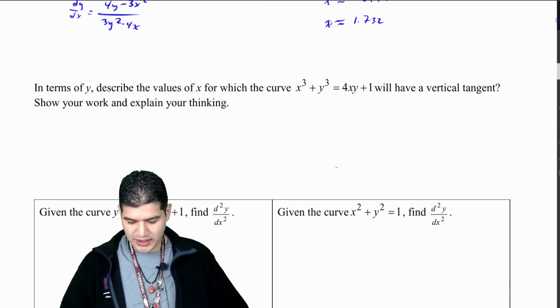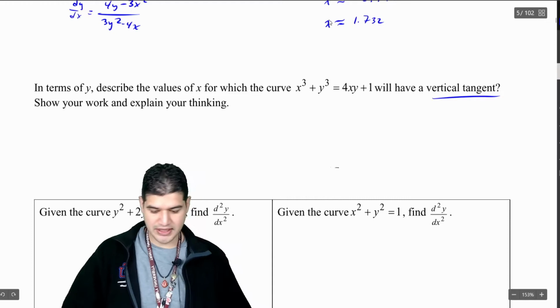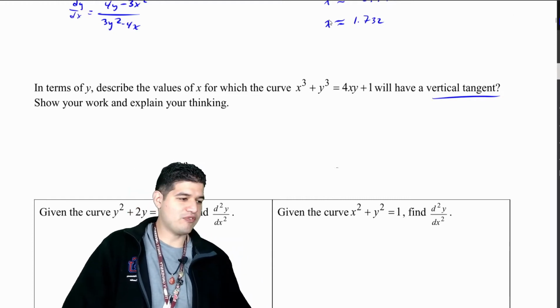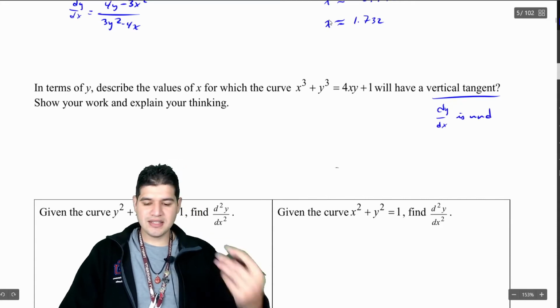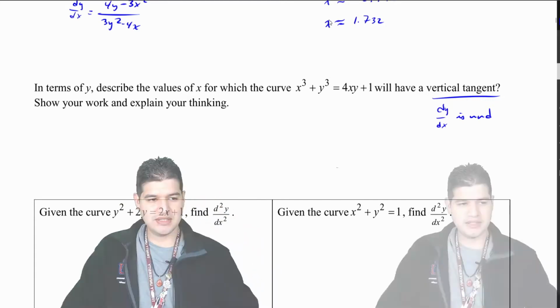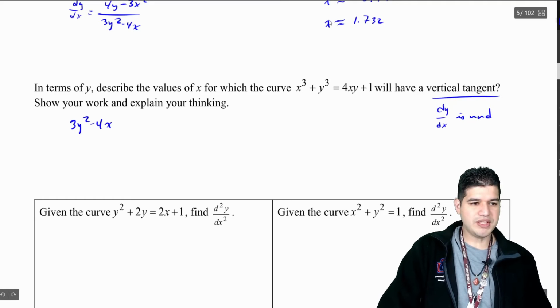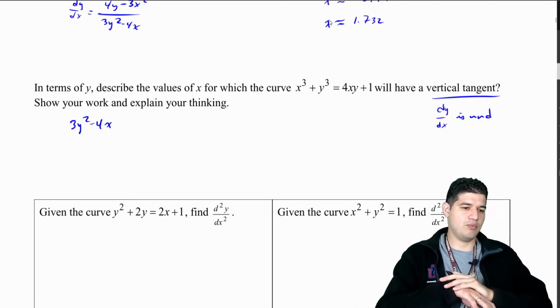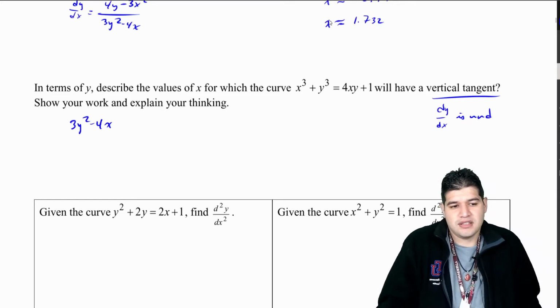So now we want to take that same function and we want to say, okay, where will it have a vertical tangent? And what you want to remember for vertical tangents is that's going to be where dy/dx is undefined. All right, so when it's undefined, that's where that denominator is going to be equal to 0. So let's take this 3y squared minus 4x. We just did that work up above, and we're just going to take that denominator because that's where you're going to get values that are undefined.